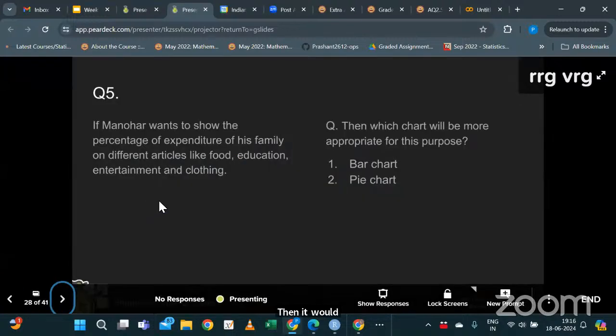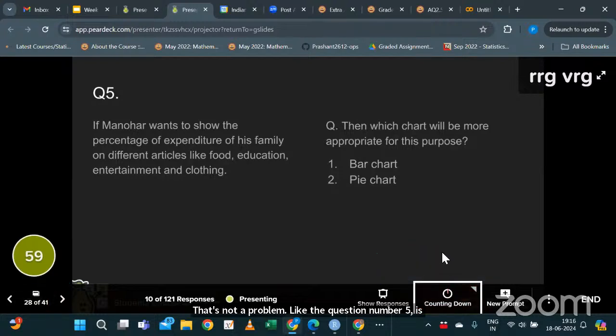Question number 5 is similar to what you have asked. I'm not going to give you the answer, but just read the question and answer for this.